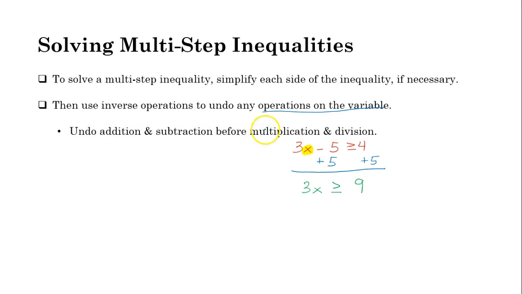Then I would undo the multiplication using division. Divide both sides by 3, and I get x is greater than or equal to 3. That's what I mean by undoing addition and subtraction before you try to undo multiplication and division.